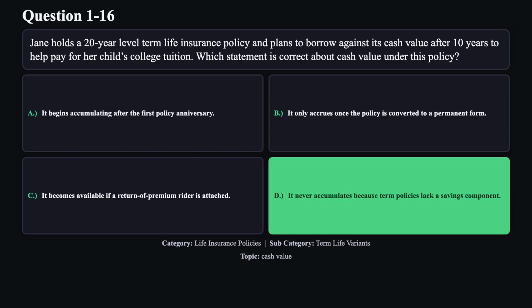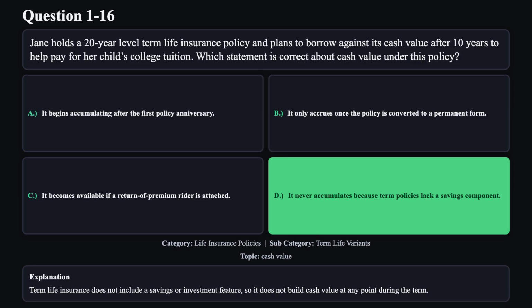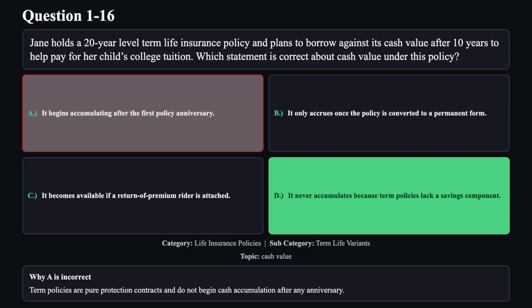The correct answer is D. Term life insurance does not include a savings or investment feature, so it does not build cash value at any point during the term. Reason A is not correct. Term policies are pure protection contracts and do not begin cash accumulation after any anniversary.